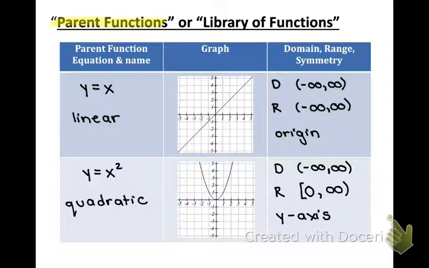Now, keep in mind that this information I'm giving you is for the parent function. When we get to moving these graphs around and transforming them, it can then impact things like domain, range, and symmetry. The shape of its graph can change a little bit as well. It can stretch, it can shrink, it move left, right, up, and down. So again, this information that we're looking at is for the parent functions.